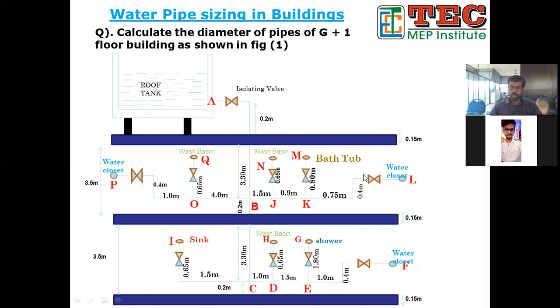So in the loading unit method, you had columns. First one is node, then description. If it's a water faucet, you write water faucet. If it's a shower, you write shower. If it's a wash basin, you write wash basin. Then you find the loading unit, then the discharge, then the pipe diameter. The loading unit will be taken from the chart. I am just explaining the loading unit method.